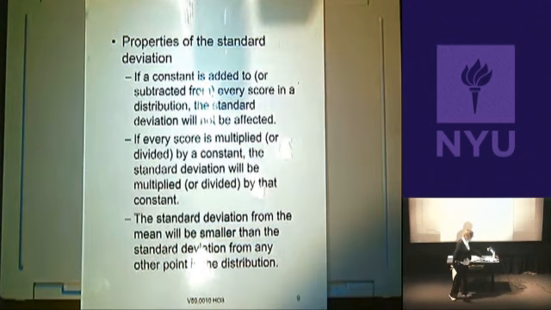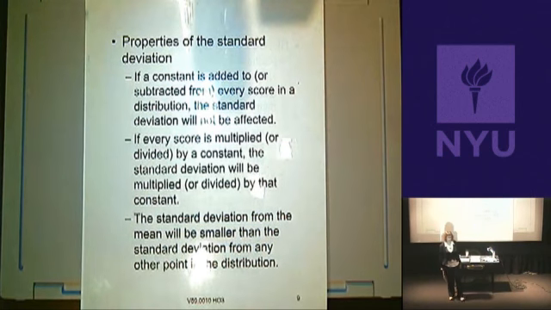And then lastly, the standard deviation from the mean will be smaller than the standard deviation from any other point in the distribution. That's what I've just said. That's what I was talking about, the mean. Right? Now, that characteristic of the mean, that the sum of squares is smaller from the mean than it would be from any other point in the distribution, makes what we call the mean a least squares estimate. You got that term? A least squares estimate.